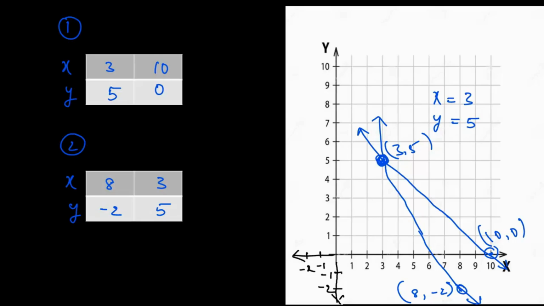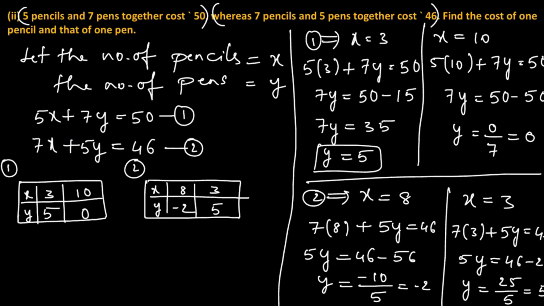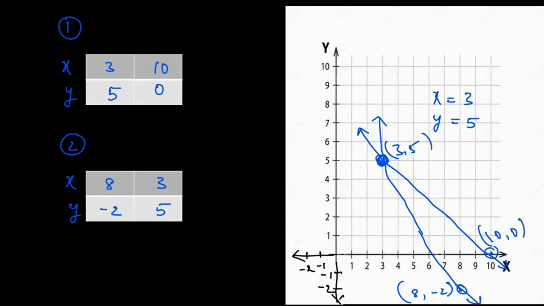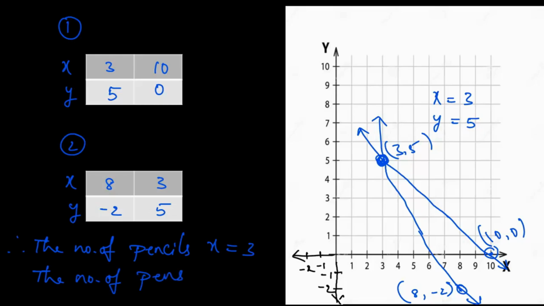So we have considered the x value as pencils and y value as pens. Therefore, the number of pencils x is equal to 3 and the number of pens y is equal to 5. Let's look at the next problem.